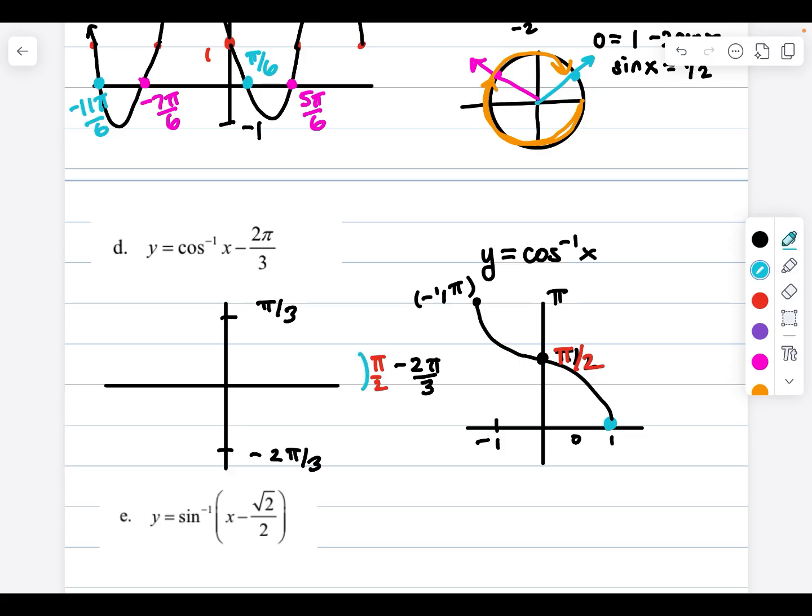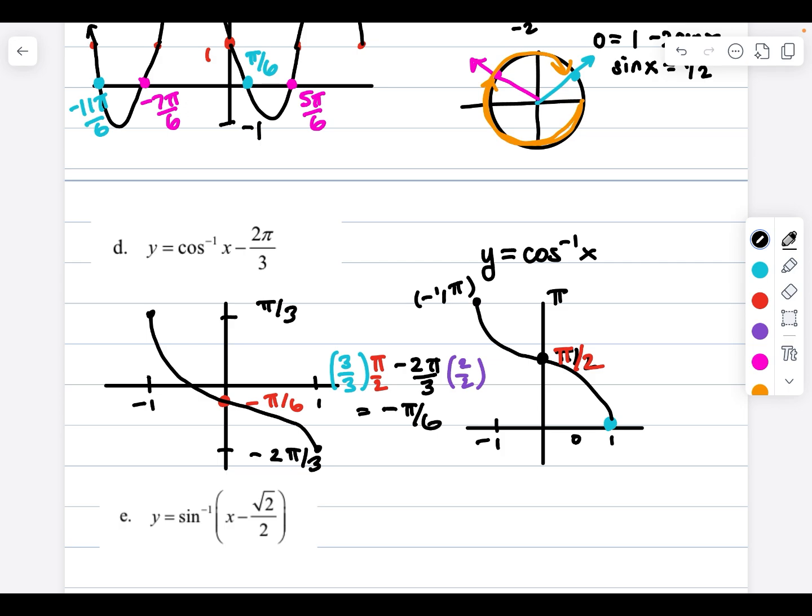So if we create a common denominator here, 3 pi over 6 minus 4 pi over 6 will give us negative pi over 6. The domain will stay negative 1 to 1 because we're shifting the graph down, not left or right. And so I'm going to match the shape of the curve as before.